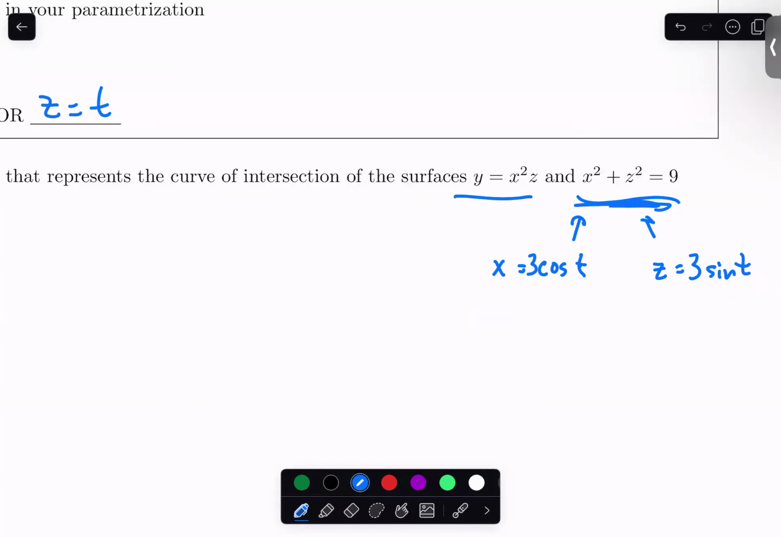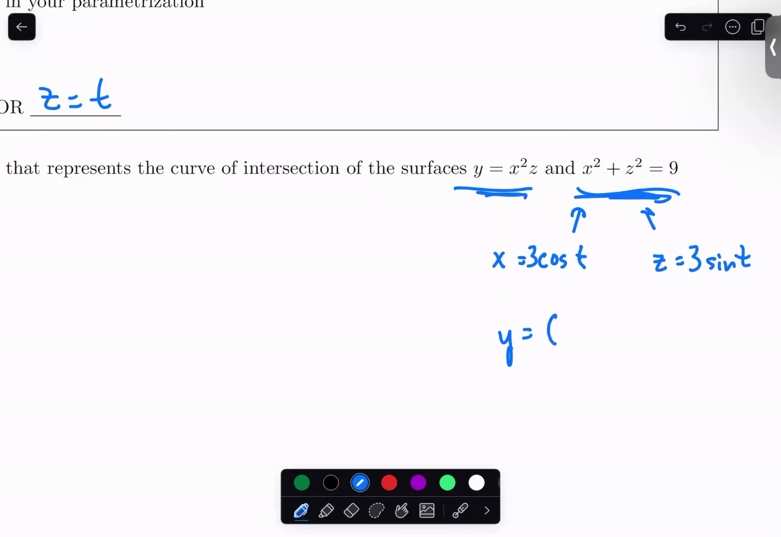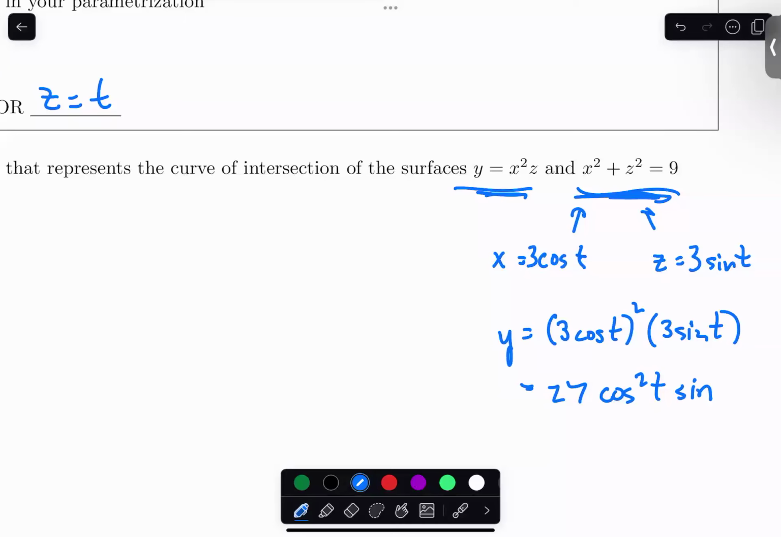So I have x in terms of t, and I have z in terms of t, but I don't have y yet in terms of t, right? I need these 3 equations in order to get a good parameterization. It needs to have an x, a y, and a z component. So luckily, though, I have y equals in terms of x's and z's. And I know what x and z are, right? So I can go ahead and plug those in. And everywhere I see an x, I'm going to put 3 cosine of t. So that needs to be squared. And then z is supposed to be 3 sine of t. So what's 27 cosine squared sine to the first?